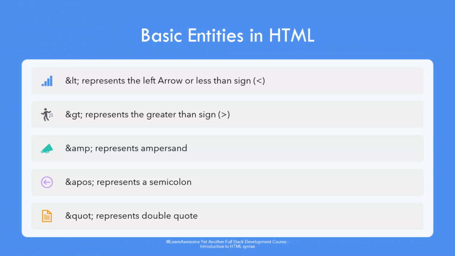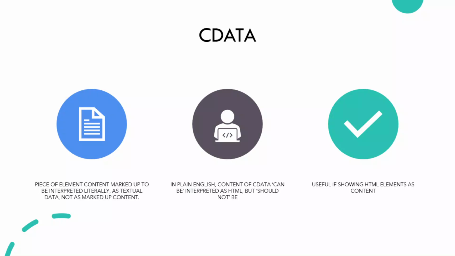So here are some basic entities or escape characters provided in HTML. As we mentioned, &lt; represents the left angle bracket or less than sign. &gt; represents the greater than sign. &amp; represents the ampersand, or this character. &apos; represents the apostrophe, and &quot; represents the double quote.